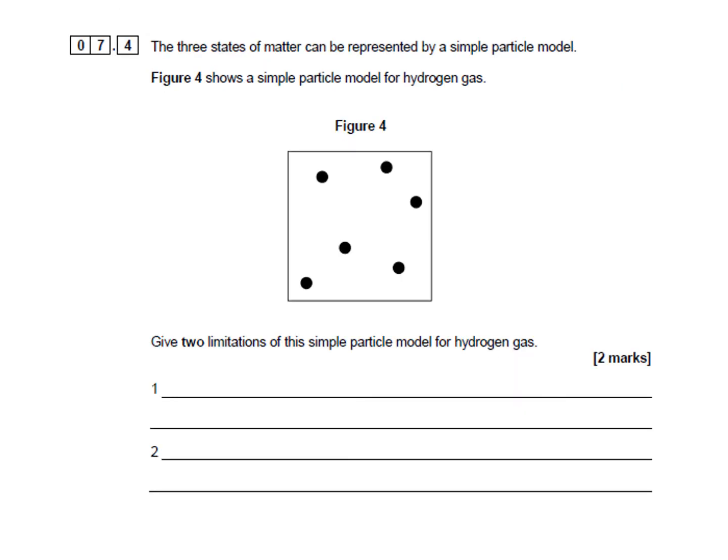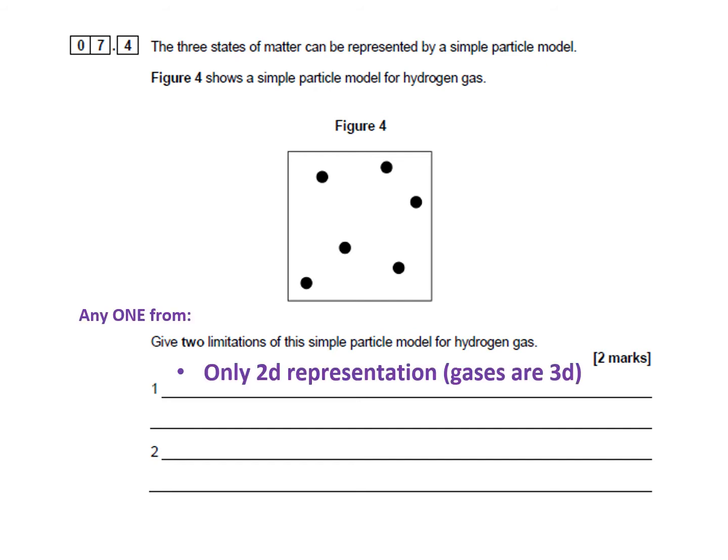Okay, part 4 then, states of matter. What have we got in front of us? A box with some dots in it. What are the limitations of this model? Okay, so it's only giving you a 2D representation. It's not showing you what's happening in 3 dimensions, and obviously the gas particle movement is in 3 dimensions. It's not showing you that we've got 2 atoms joined together in a diatomic molecule. It's just showing a single splodge.